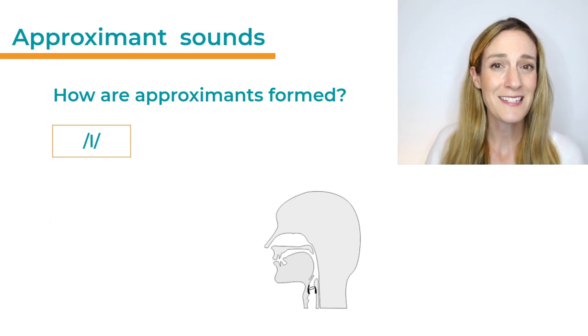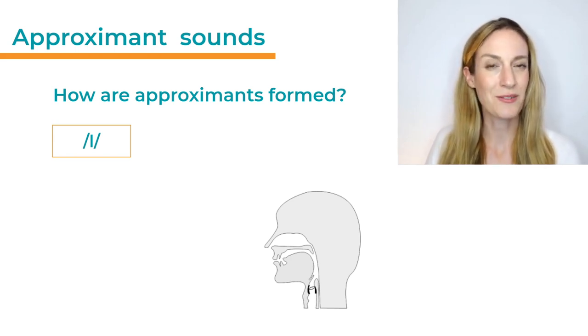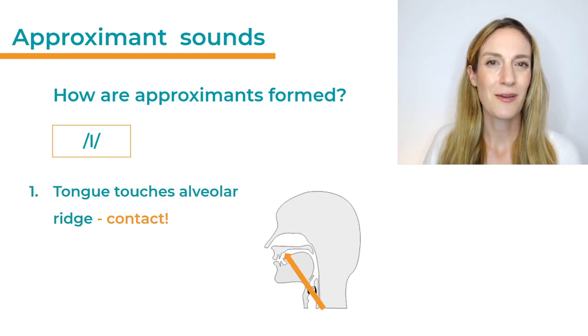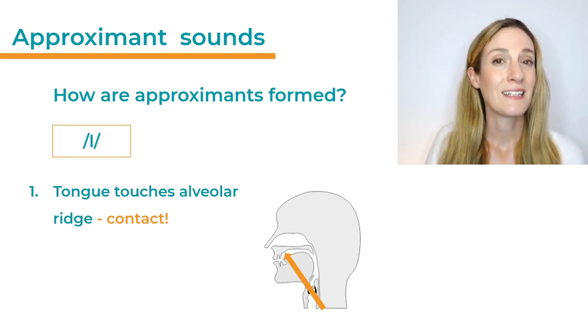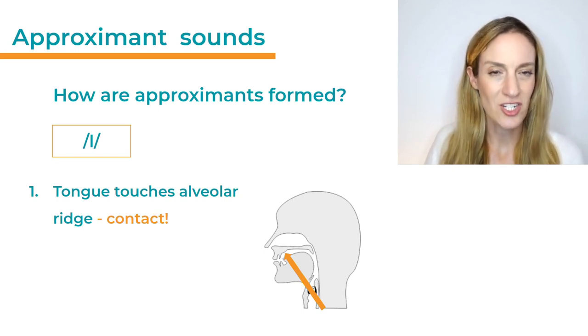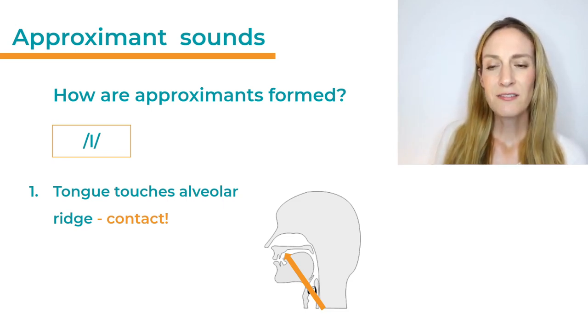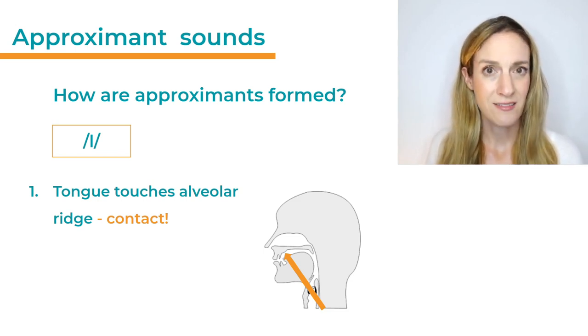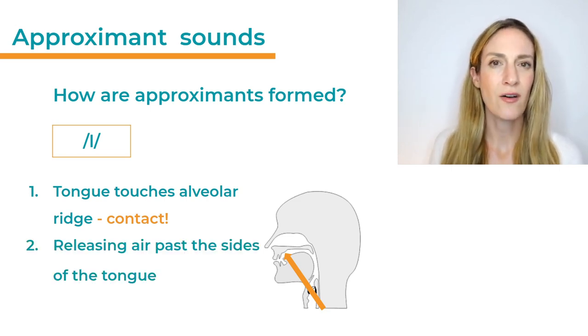Let's have a look at the last approximant. Now, that is L. L, I think, is quite an interesting sound because of the way it's formed. So let's have a look at it in more detail. So if you want to form the sound L, your tongue needs to touch the alveolar ridge. So L, the difference here is that there is contact. That's very different to R, but also the air flows on the side of the tongue. Okay, so it's released past the sides of the tongue.